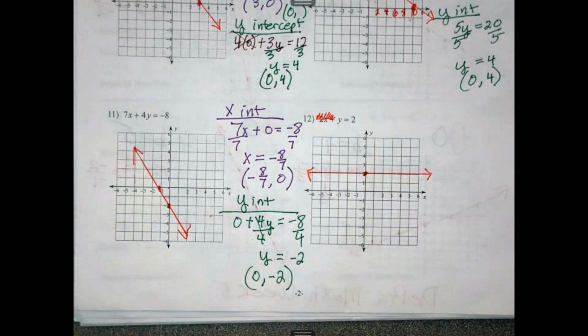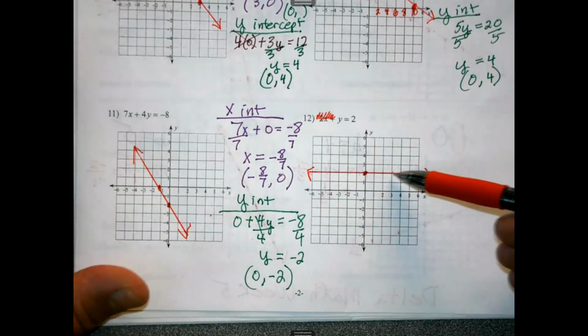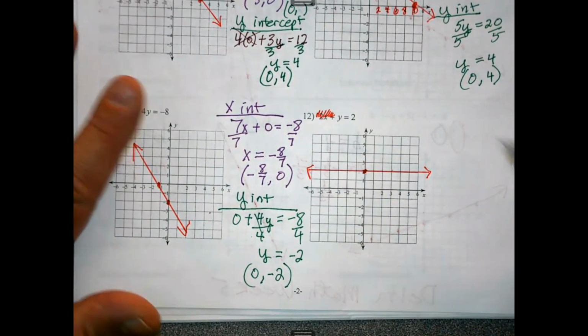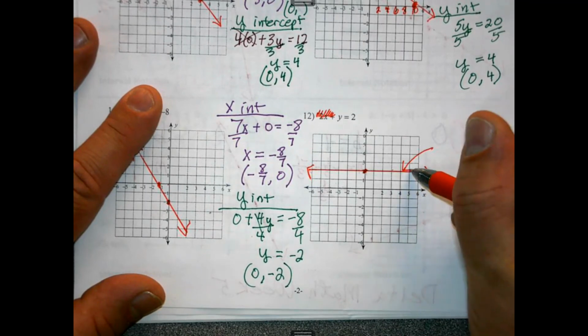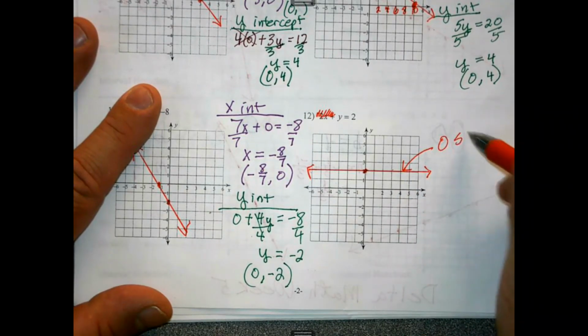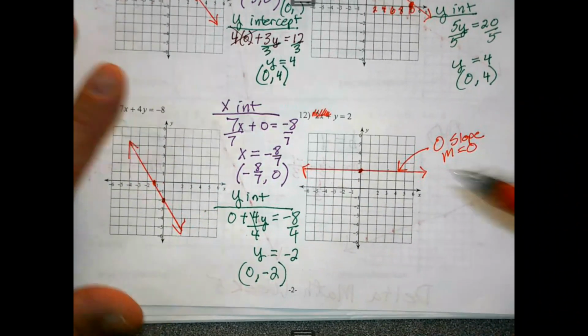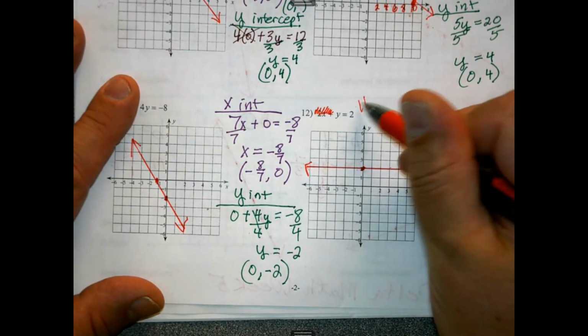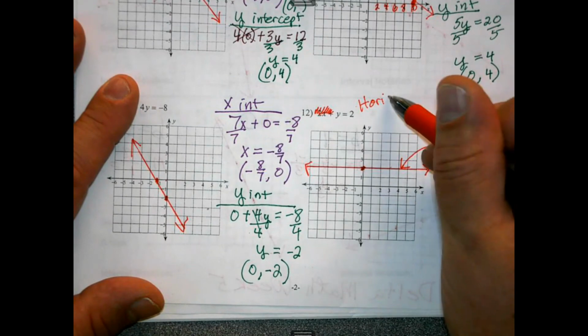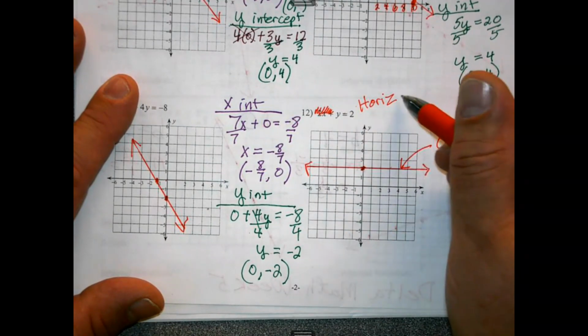By the way, what's the slope on this line? 0. Wow, you guys have good memories. So I have a horizontal line when I have y equal a number. Horizontal.